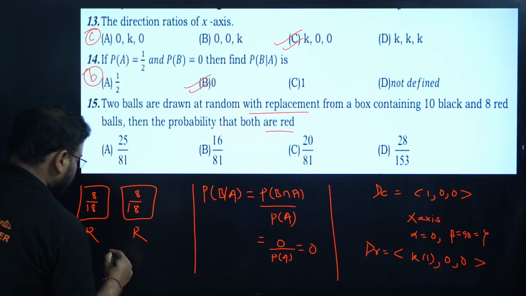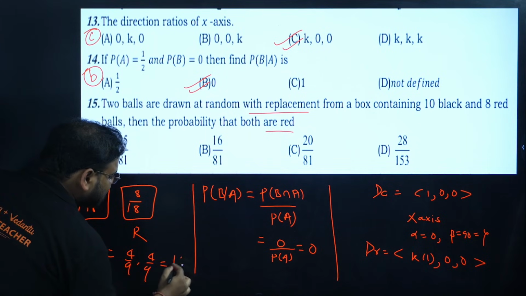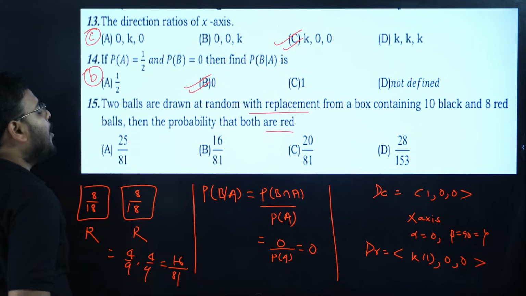8 by 18. Simplify this. We'll have 4 by 9 and 4 by 9. 4 into 4 is what? 16. And this is 81. Answer is option B again.